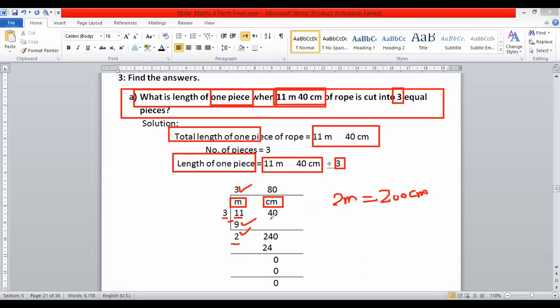200 plus 40, here we have 40 centimeter. So first we add all the centimeters, and after that we divide. 200 plus 40 means 240. Here we will write all centimeters, and then after that we start division. So first of all, we divide 24. 3 8s are 24. Shift this 0 down and divide 0 by 3. 3 0s are 0, and 0 minus 0 is 0.